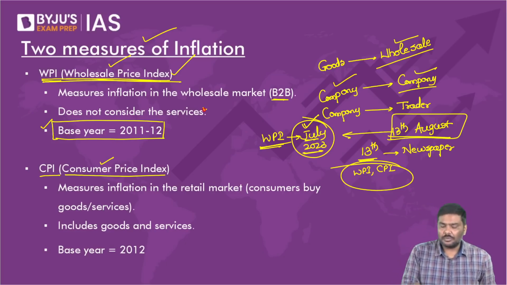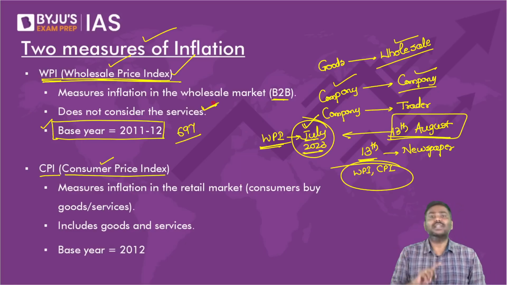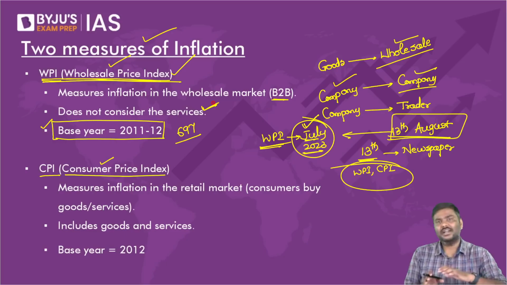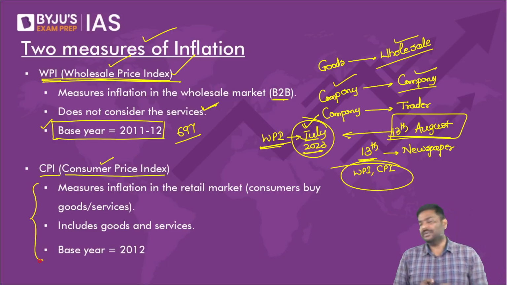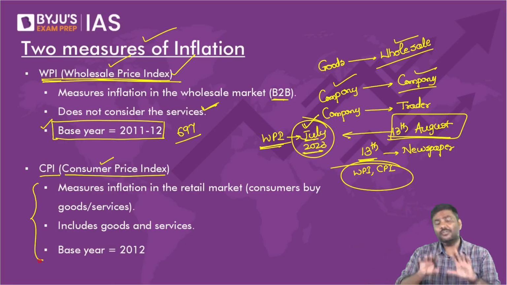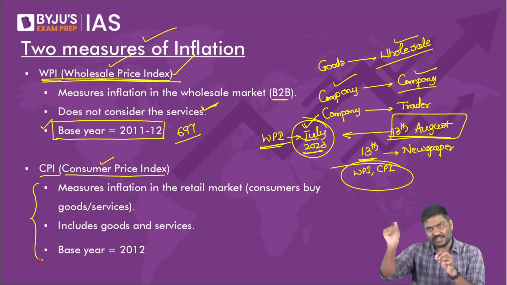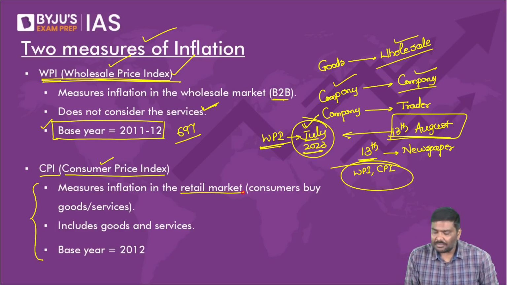And in case of WPI, the total number of commodities in the basket is 697, and only goods are considered. Any problem so far? In case of CPI, this is also published for every month. It focuses on measuring the changes in the price level for a basket of commodities in the retail market.